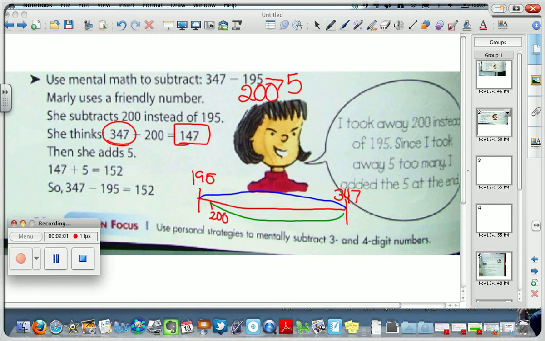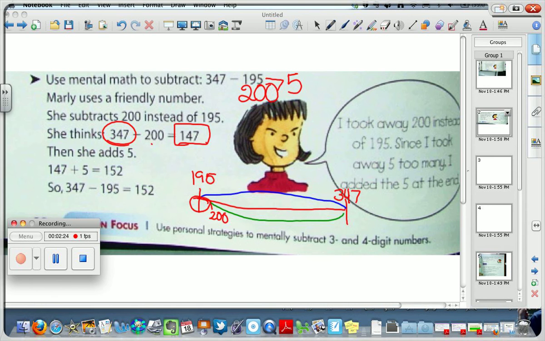So we're not done when we get to the answer here of 147. It's not our final answer. We need to phone a friend. We have another strategy we need to do to finish the question. So she says, now what did I do to 200 to 195 again? Like, where did I get 200 from? I added 5. So because I added 5, I made it 5 bigger.